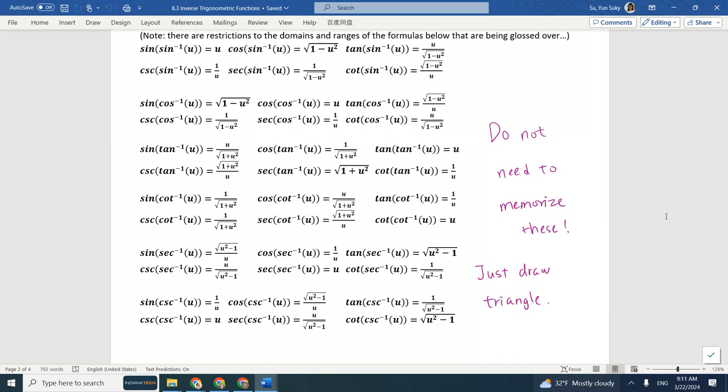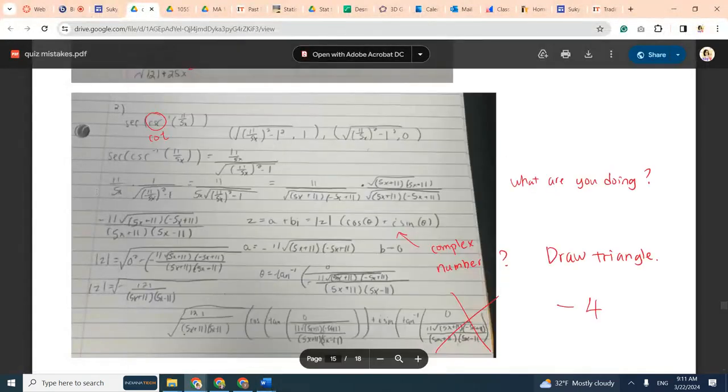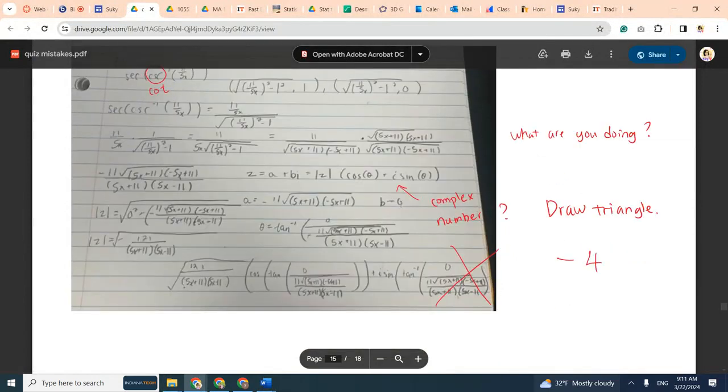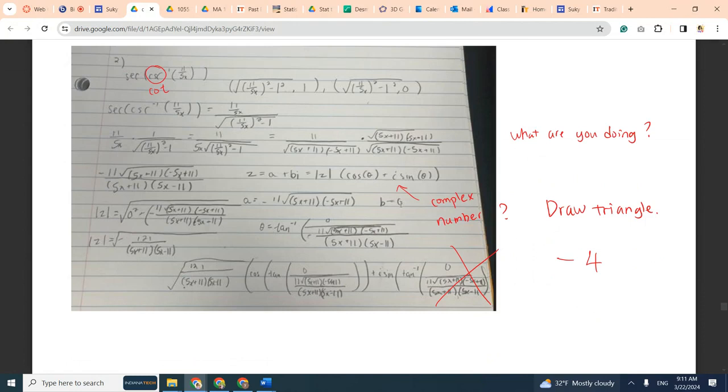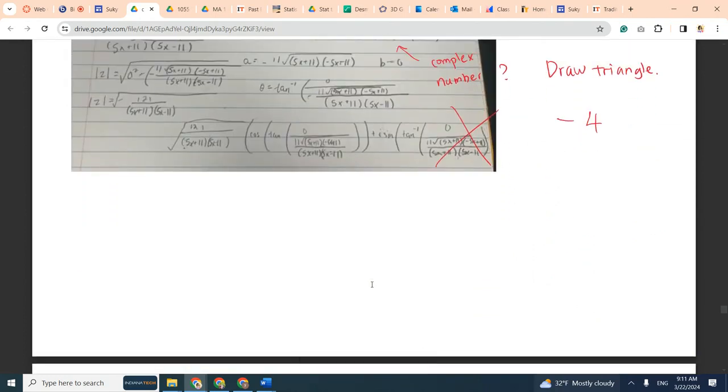Okay. By the way, if you're late, please watch the recording. We just went over the solution of the quiz. So now we are looking at the mistakes. So that's why don't use the formula. Okay. Draw the triangle. And complex number, no, we don't touch complex numbers in our course. Okay, so review your notes before you do the quiz. Okay, and come to ask me questions.